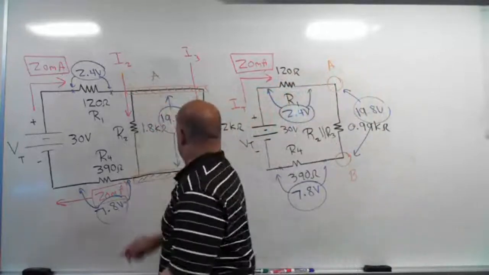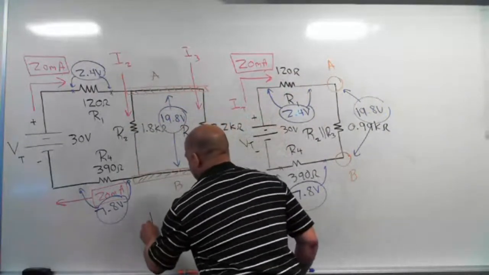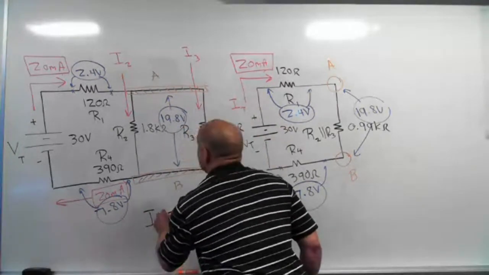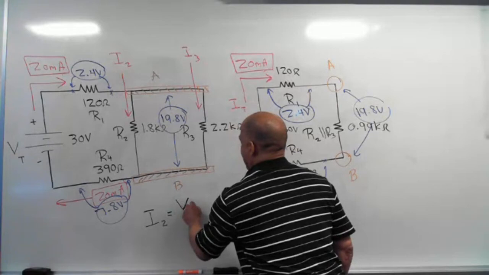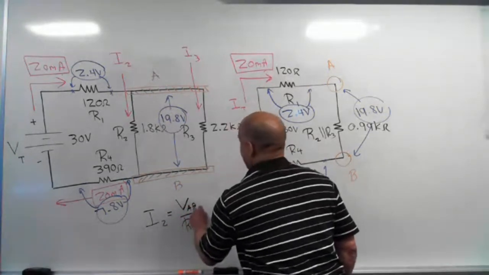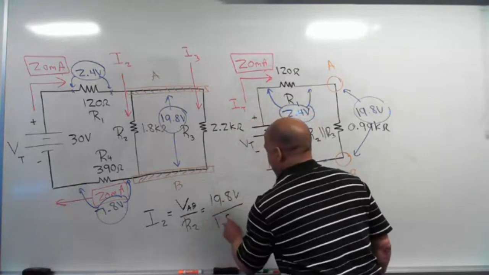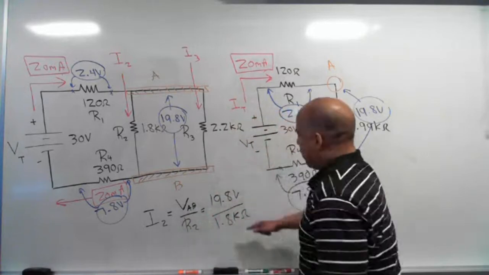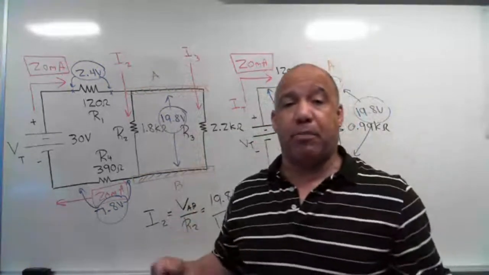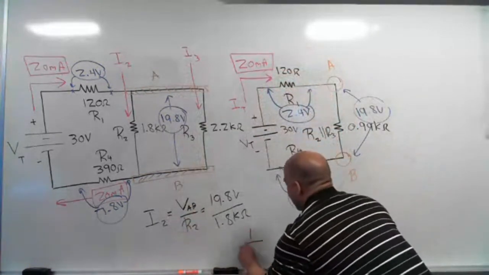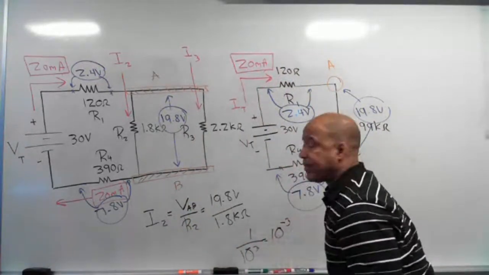Let's just go ahead and write the formula so you won't get confused. So I2 is going to be VAB divided by R2. That's 19.8 volts divided by 1.8 K. Now remember, if I leave this in K, if I have K on the bottom, when I divide, it makes my current in milliamps. K is 10 to the third, and that's going to come up as 10 to the minus third, which is a milli.